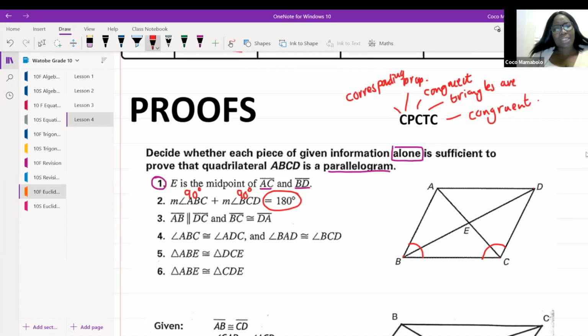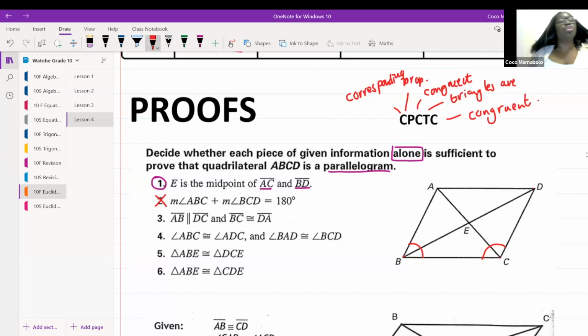Does that mean that my shape is then a parallelogram? No, it's not going to be a parallelogram. It's going to be a rectangle. It doesn't necessarily have to be a parallelogram. So is this one statement enough? Is it enough to prove that our shape is a parallelogram?